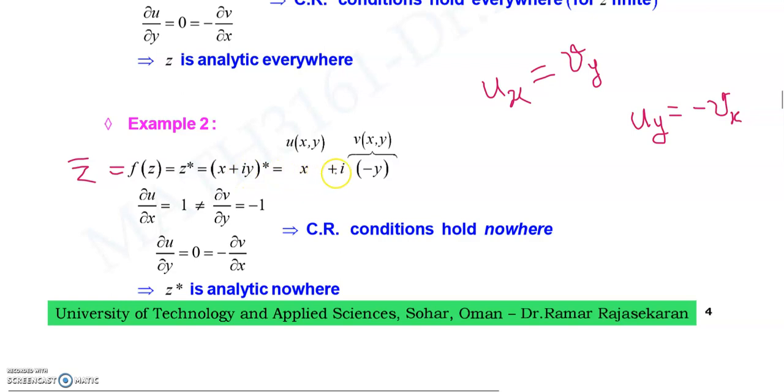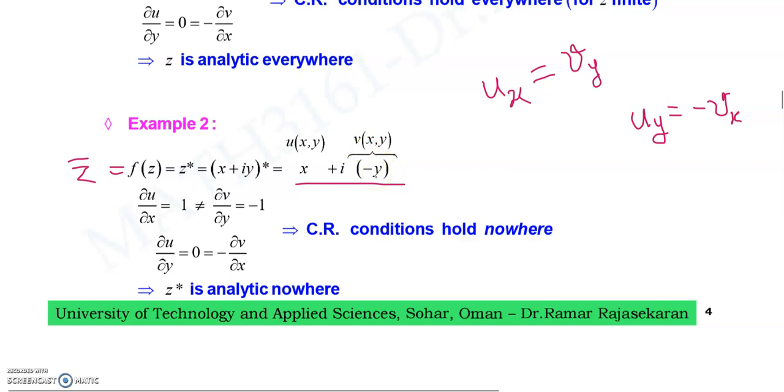So now x plus iy, here you see we have changed the sign of the imaginary part, so minus y. This is the given function, that is z bar, or z star. Now what is u in this function? u is x. What is v? That is minus y. What we have to check? We have to check whether this given function is analytic or not analytic.